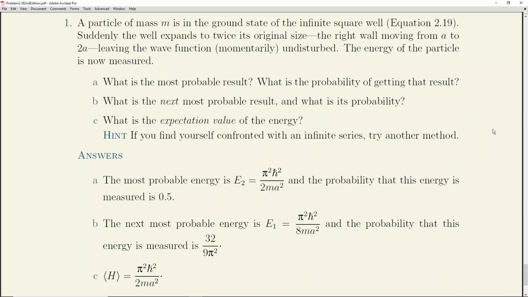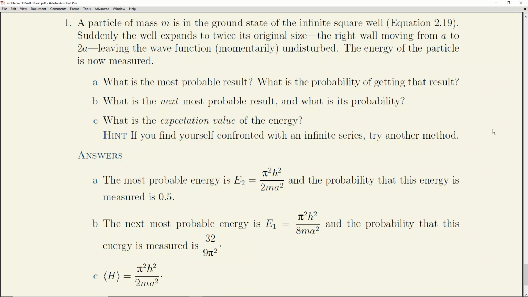Part A. What is the most probable result? What is the probability of getting that result? Part B. What is the next most probable result and what is its probability? Part C. What is the expectation value of the energy? Hint: if you find yourself confronted with an infinite series, try another method.